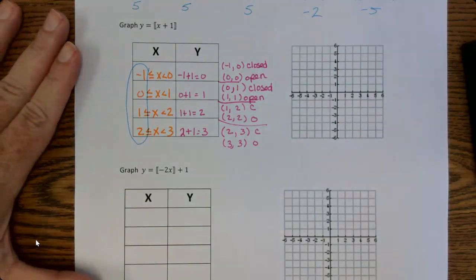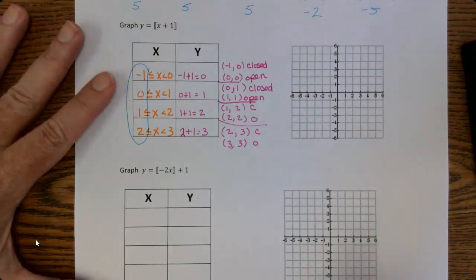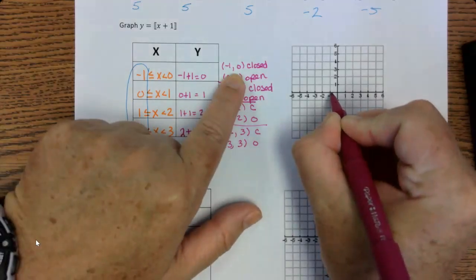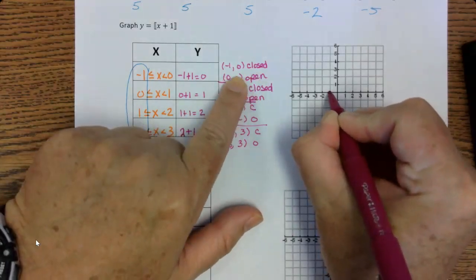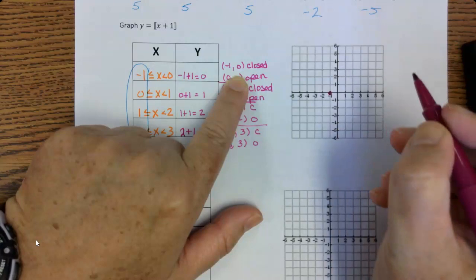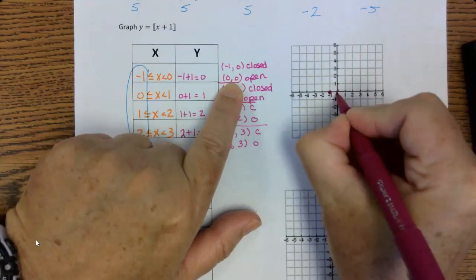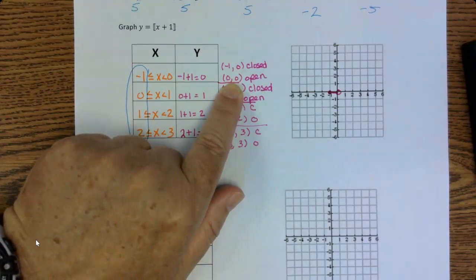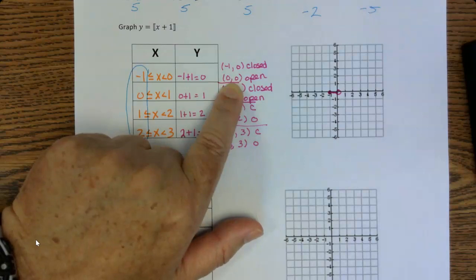Okay. So now let's graph these. So negative 1 and 0, closed dot. And then we have 0, 0, open dot. And then what you're going to do is draw a line. So it's almost like you're going to have mini dumbbells, I think they're called. Okay.